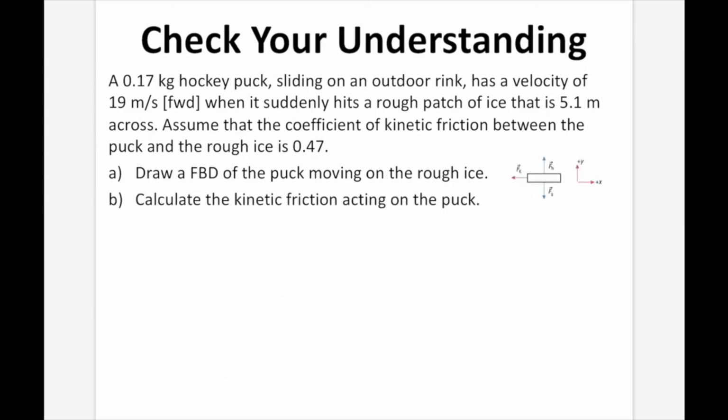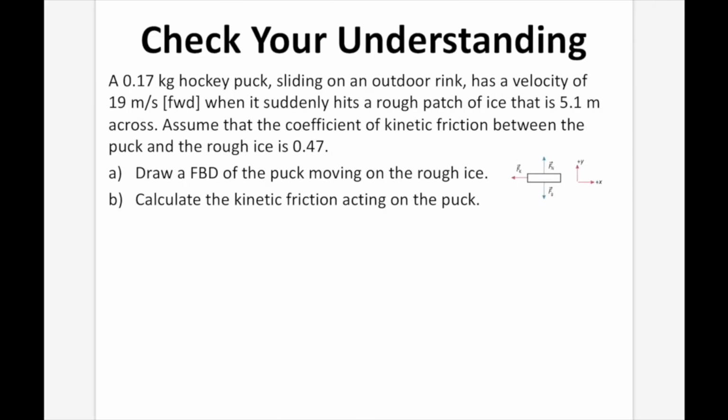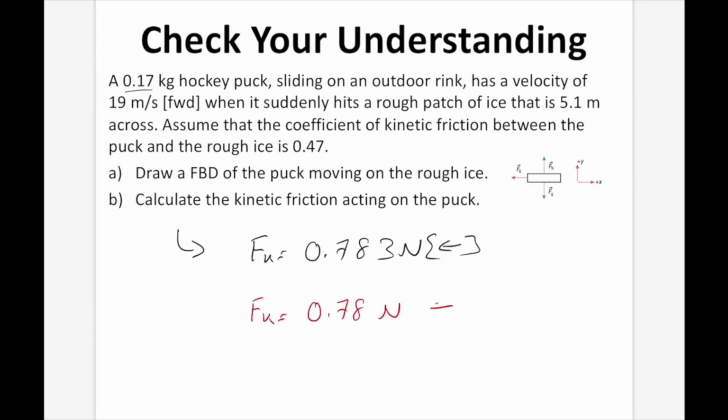Now B says, calculate the kinetic friction acting on the puck. Well, we just did that on the previous question. So the kinetic friction is going to be this, 0.783 newtons. So we're just going to say Fk is equal to 0.783 newtons. And we said motion was to the right, so we're going to say it's to the left. Now we only need 2 sig digs in our answer, so our final answer, our Fk, is going to equal 0.78 newtons to the left.